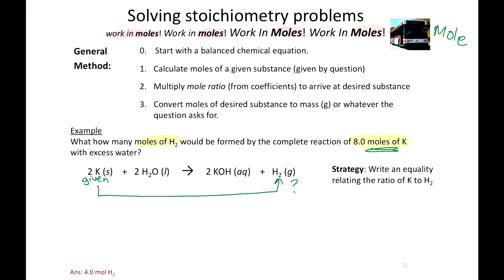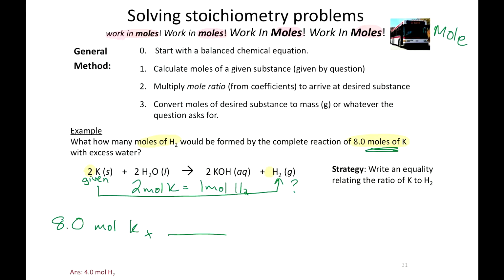So looking at this balanced chemical equation, we get our mole ratio that we need. 2 moles of potassium is equal to 1 mole of hydrogen. So I'll write that out. 2 moles of potassium equals 1 mole of hydrogen. That's what the balanced chemical equation says. So if we start with what's given, 8 moles of potassium, now it's just like dimensional analysis.